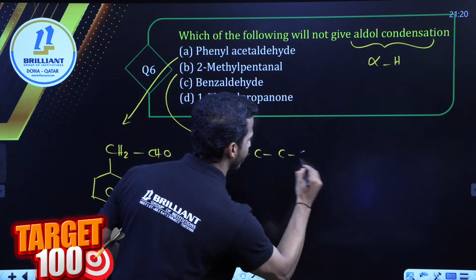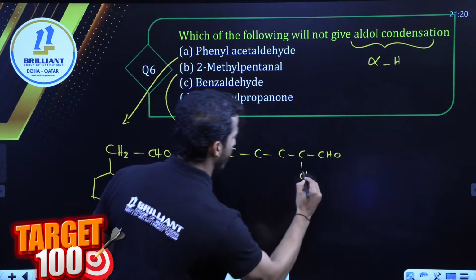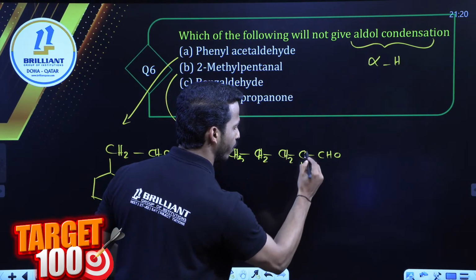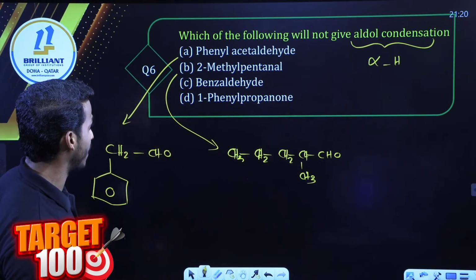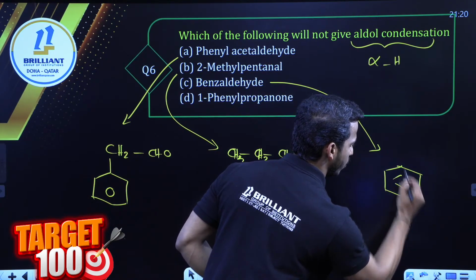Pentanol means 5 carbon atoms, right? 2-methyl, second position. Yes, this is the compound, dear all. This is the compound, which one? 2-methyl pentanol. What is benzaldehyde? Benzaldehyde means benzene with which one?